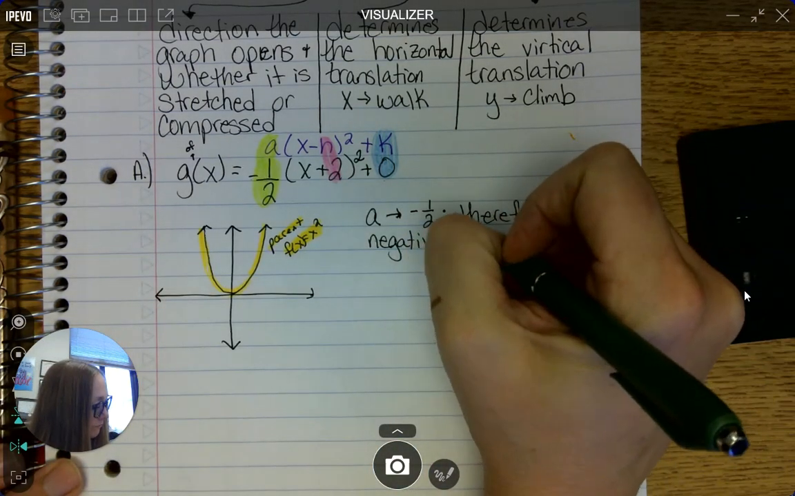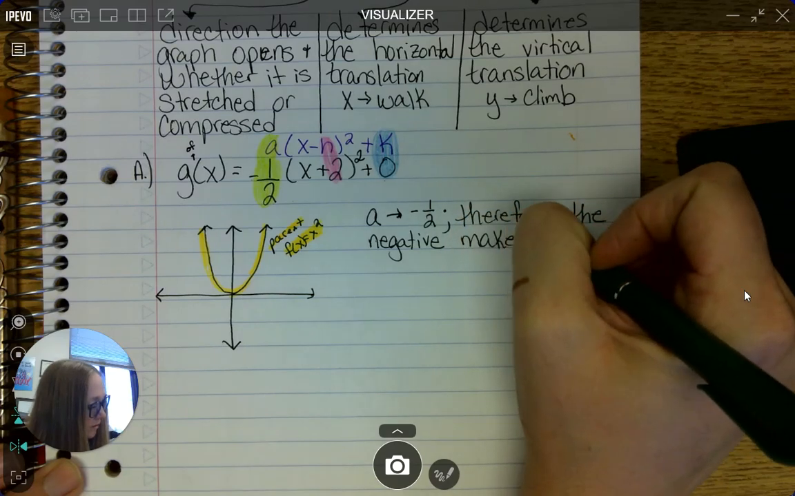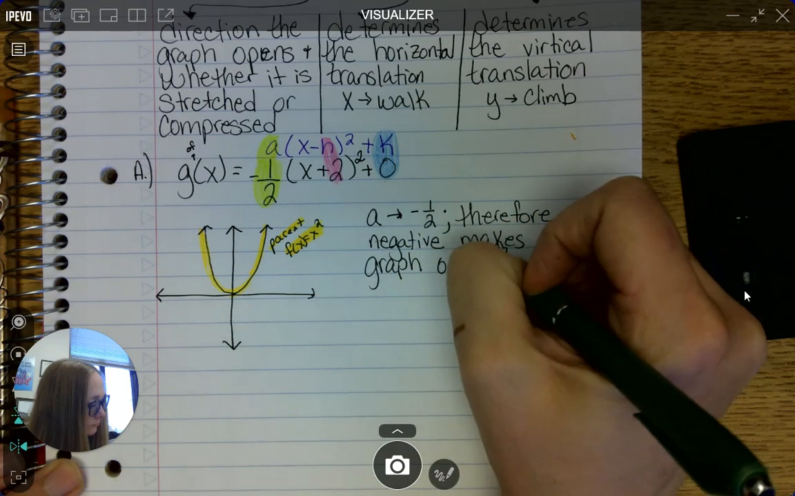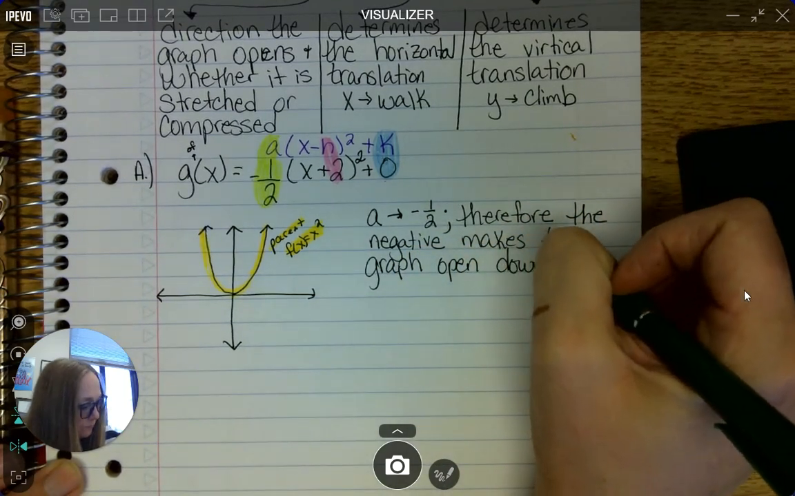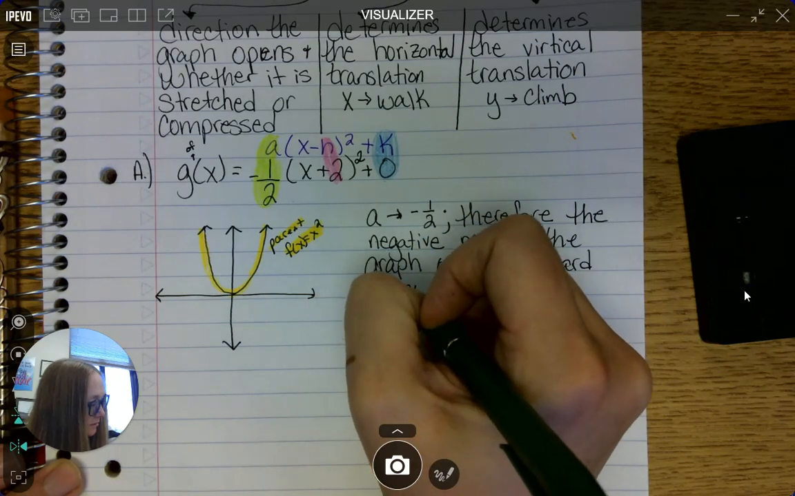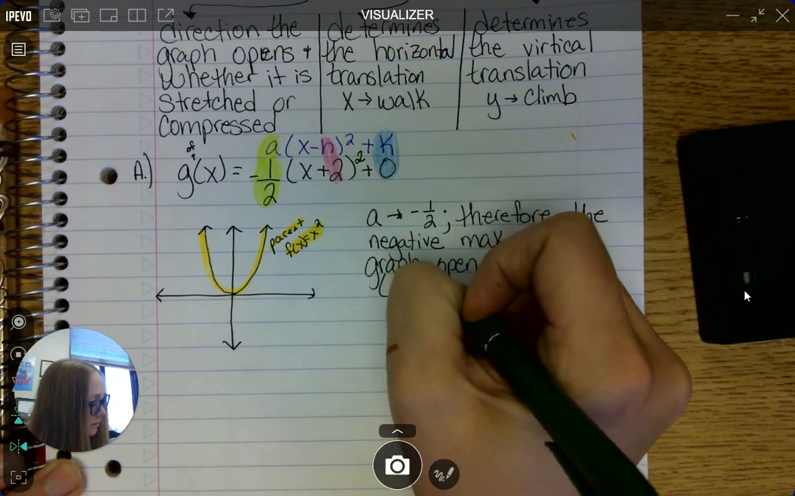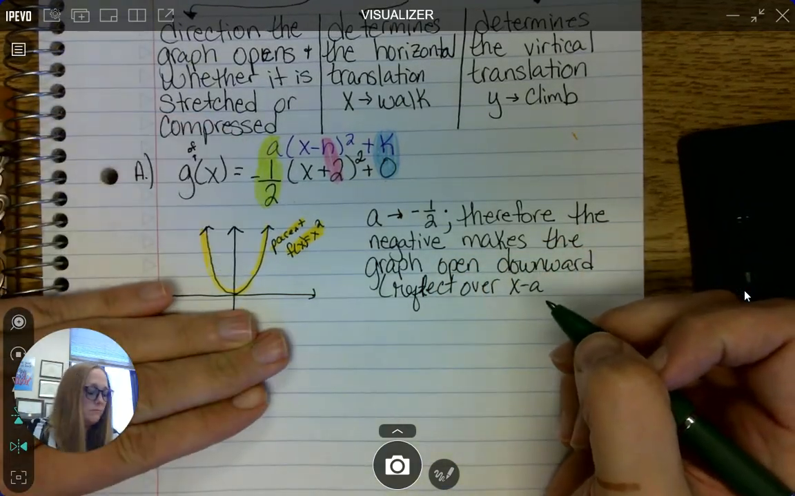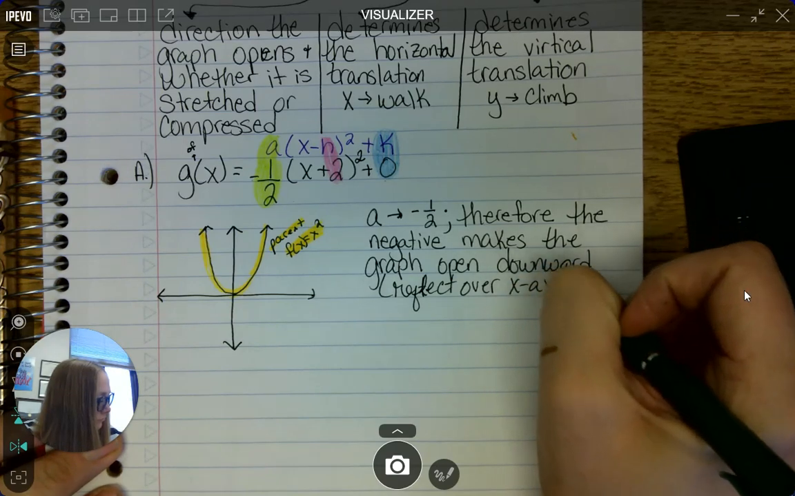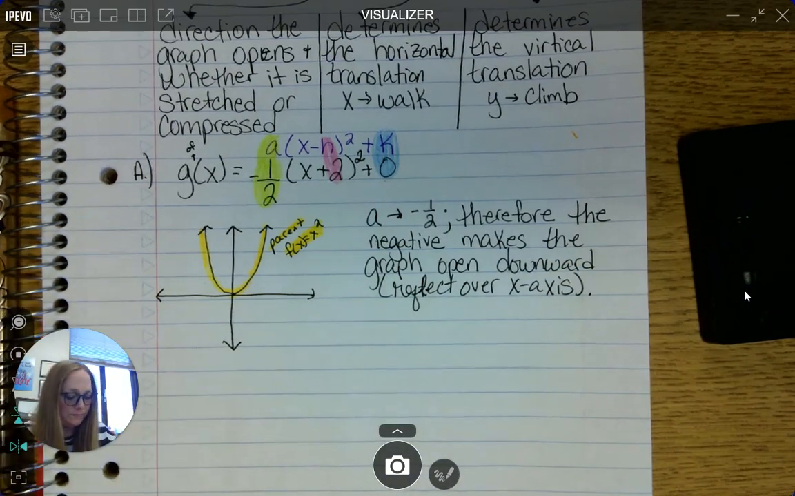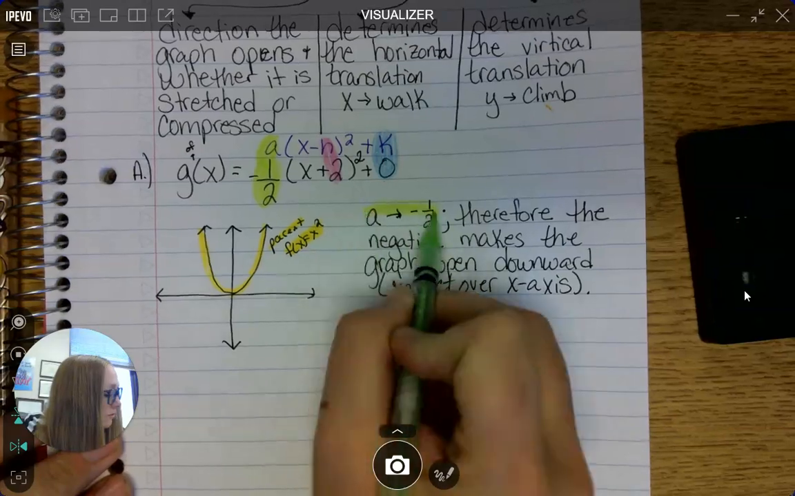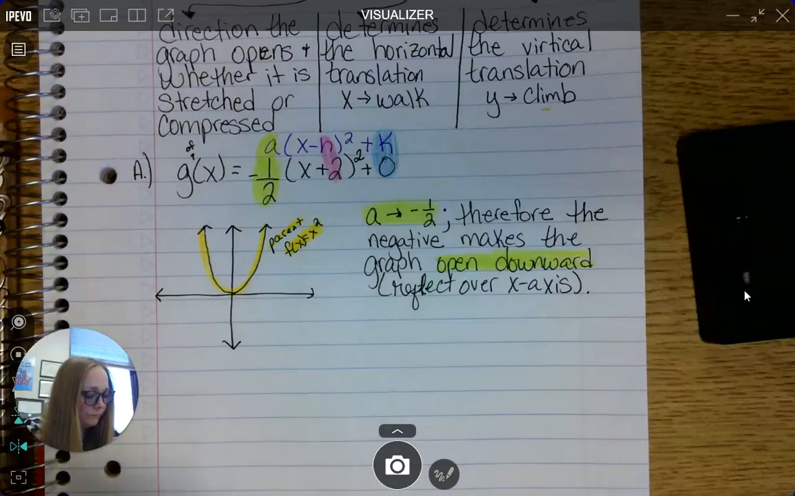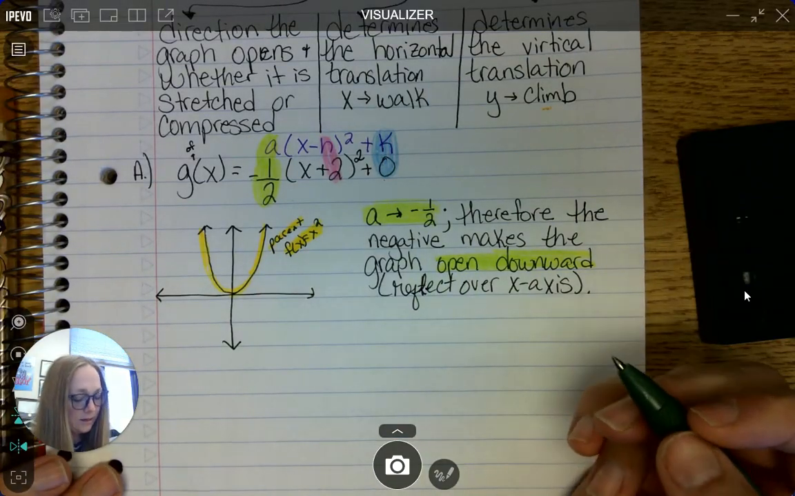The negative makes the graph open downward, and we'll say reflect over the x-axis. It just means it's going to jump down below. Okay, let me break this apart here. So the first thing it tells me is it's going to open downward.